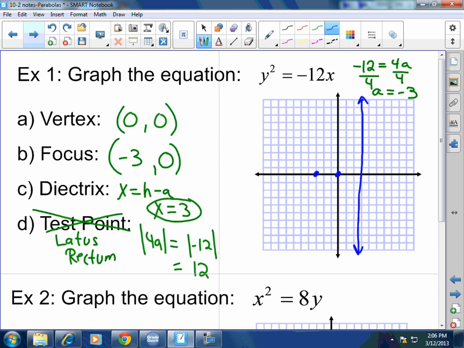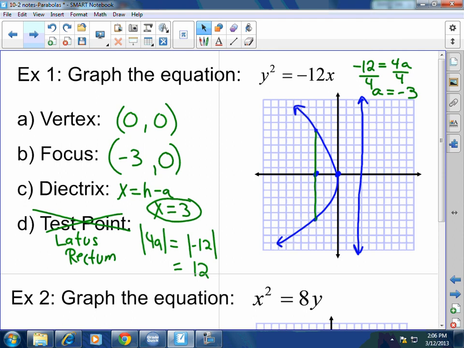From my focus, I'm going to go up 1, 2, 3, 4, 5, 6, and down 1, 2, 3, 4, 5, 6. Isn't 6 plus 6, 12? Connect the dots. You're done. That's your graph, and that's your latus rectum right here. You don't have to graph the latus rectum. You just need its length to find those 2 points on the graph. We have 6 examples today, so there'll be plenty of time.